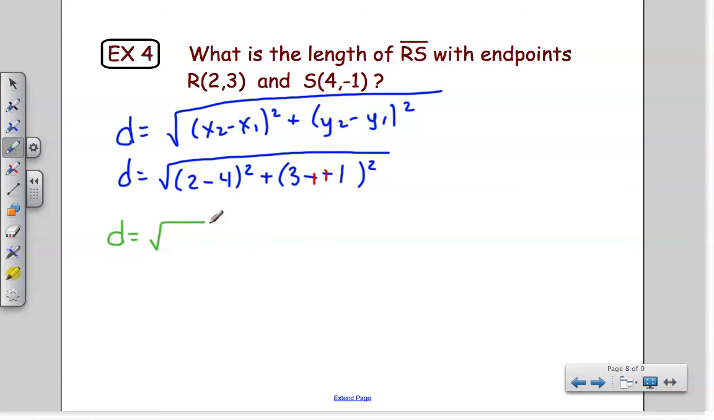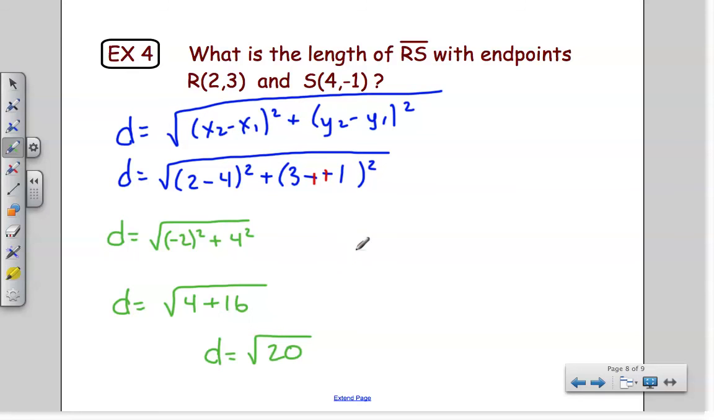Here I have the square root of 2 minus 4, which is negative 2. Quantity squared, really it doesn't matter that it's a negative 2, because I know I'm squaring it, it should turn positive. This turned to 3 plus 1, so really that's 4 squared. Negative 2 squared is just positive 4. 4 squared is 16. It looks like my distance is the square root of 20. 4 plus 16 is 20.